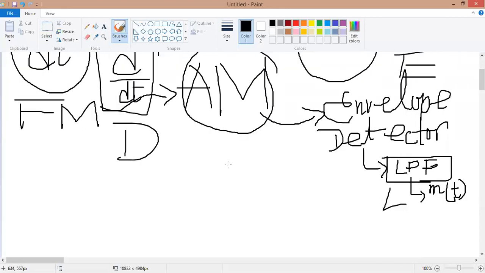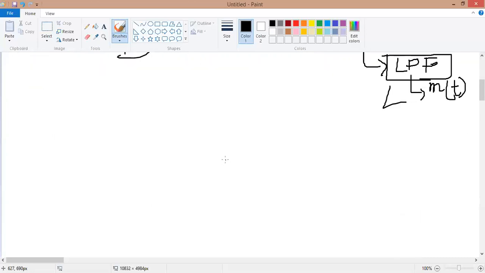It is a very common term for our FM demodulation purpose. And if you want to know how to obtain the AM signal from the FM in the modulated signal form, then I want to write that thing.